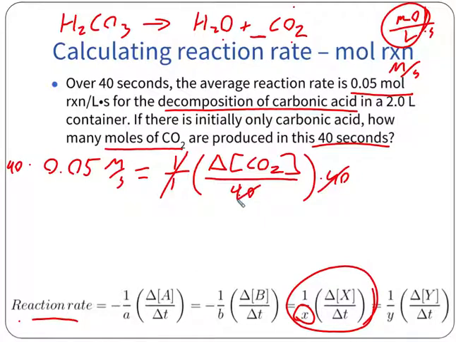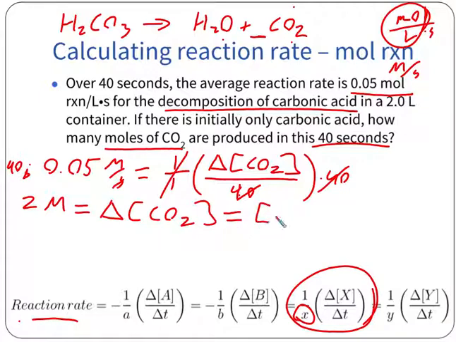Right there, 40 times 0.05 ends up, that's 2. So that ends up giving 2 molar, because that's 40 seconds, and the seconds cancel the seconds right there. 2 molar is going to equal the change in concentration of the CO2. Now, we also know that that change in concentration is going to be the final concentration of the CO2 minus the original concentration of the CO2.